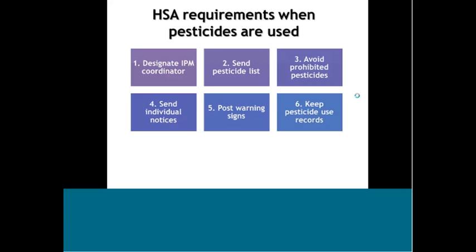Number 6, you need to keep records of each pesticide application at the center or school for 4 years. These records need to be available upon request. Now let's move on to the new requirements.